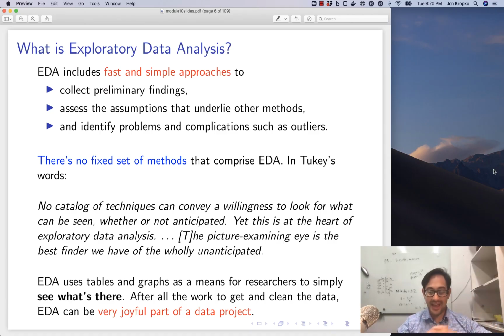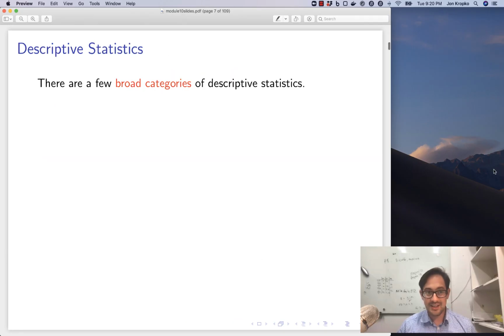Having assembled the clean data set, now we're digging into it to see what's there. Hopefully you have some excitement. You've got some joy at this stage.